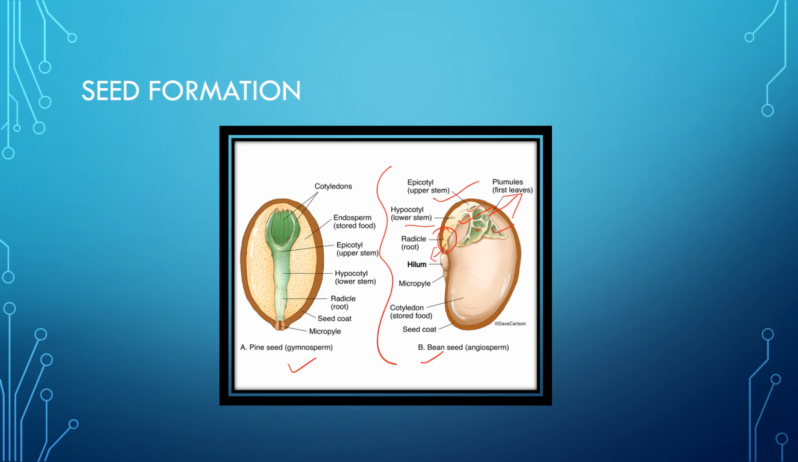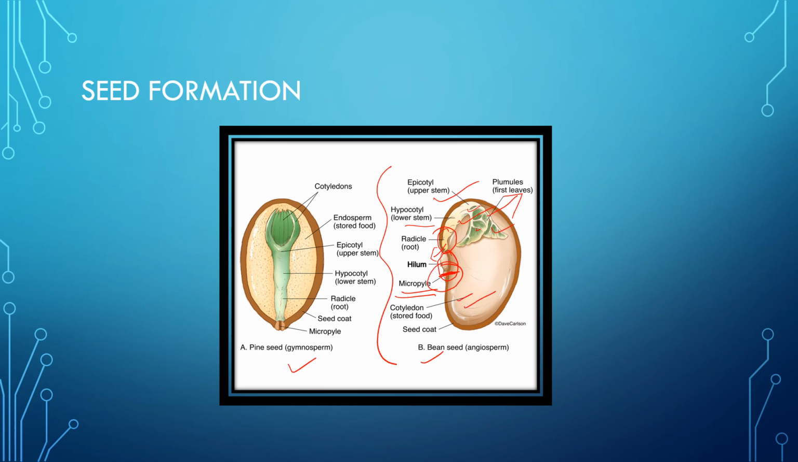Now this part is called the hilum. This notch is the hilum. This pore is the micropyle. We have told you in the previous diagram that the pollen tube enters the egg carrying the sperm cell. That pore is called the micropyle. So the micropyle is the opening through which the male sperm nucleus enters the egg.